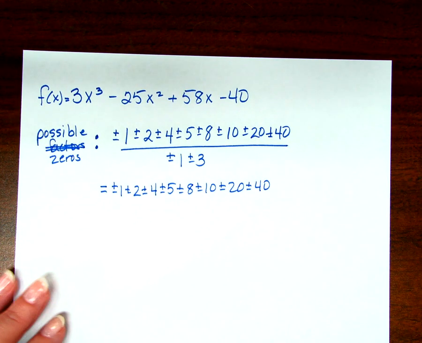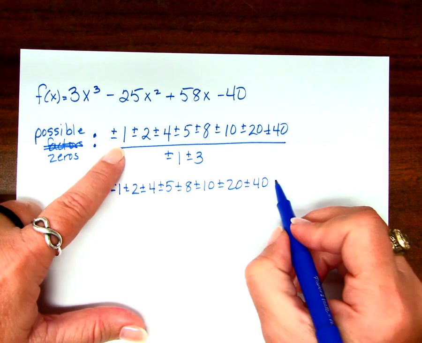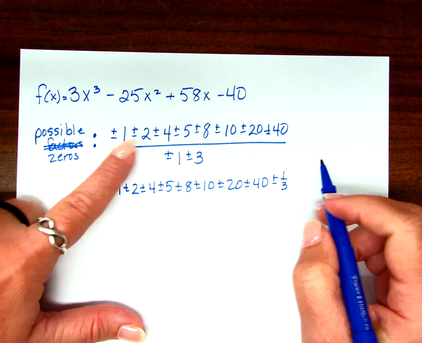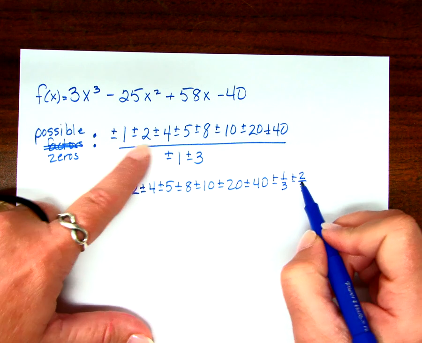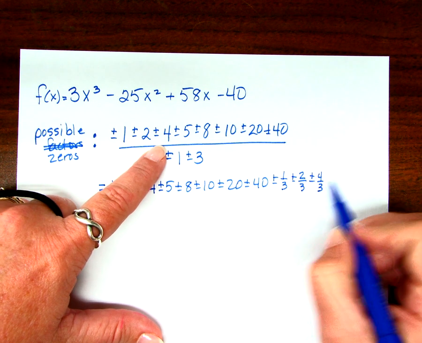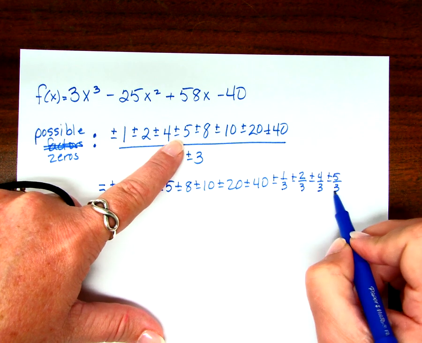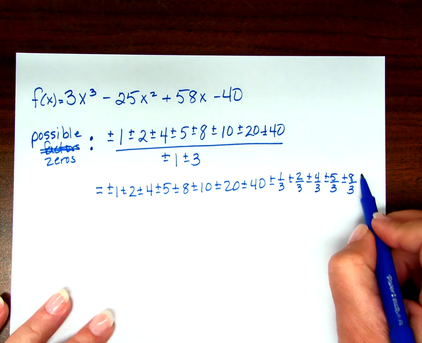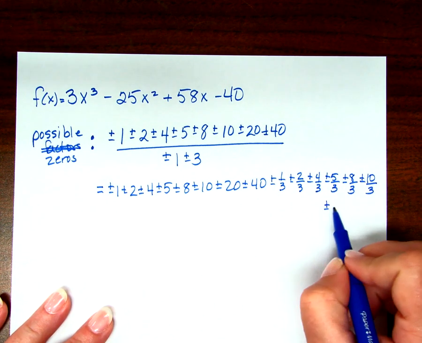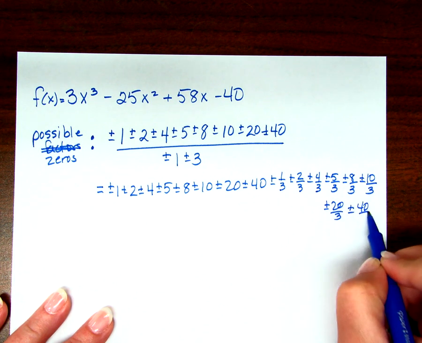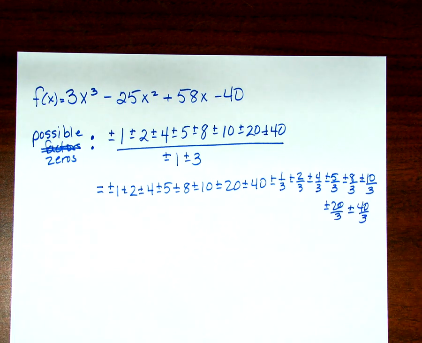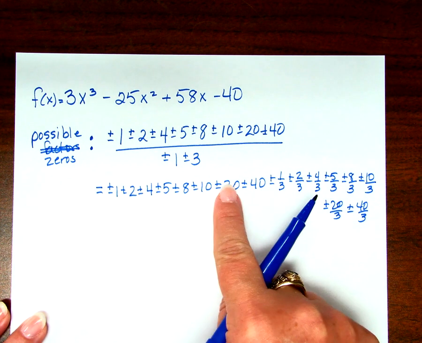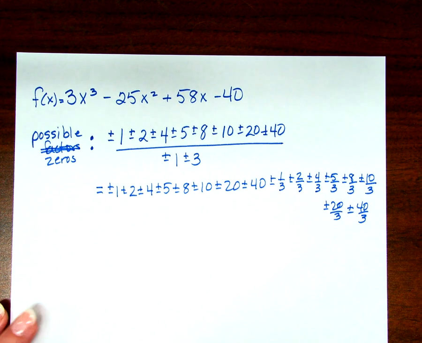Then I also have everything in the numerator divided by 3. So what's 1 divided by 3? What's 2 divided by 3? What's 4 divided by 3? 5 divided by 3? 8 divided by 3? 10 divided by 3? 20 divided by 3? And 40 divided by 3, right? 1, 2, 3, 4, 5, 6, 7, 8, 9, 10, 11, 12, 13, 14, 15, 16. So 32 possibilities. Guys, 32 possibilities is still better than infinity possibilities, right?